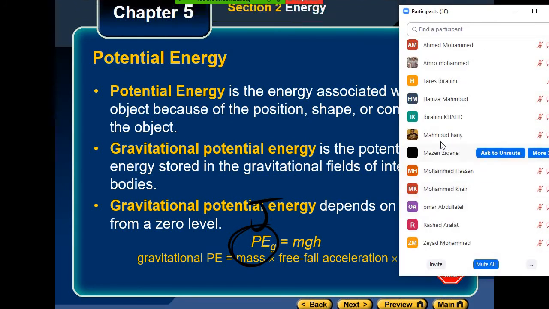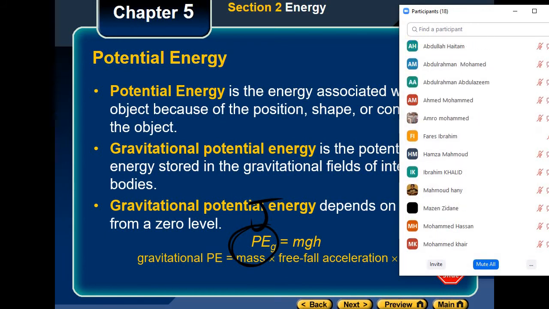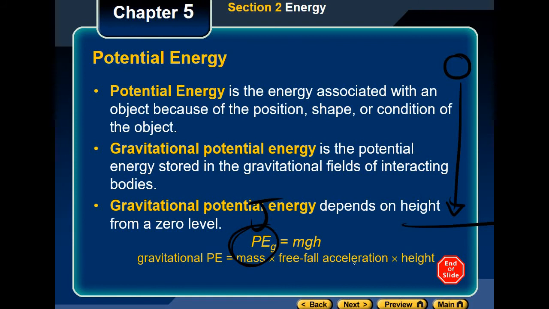Okay, Abdurrahman Abdulazim, do you hear me, Abdurrahman? Yes. Now answer, please. What is h, guys? It means the height, the position of the object from the Earth's surface. As you see from this equation, the gravitational potential energy depends on the height.